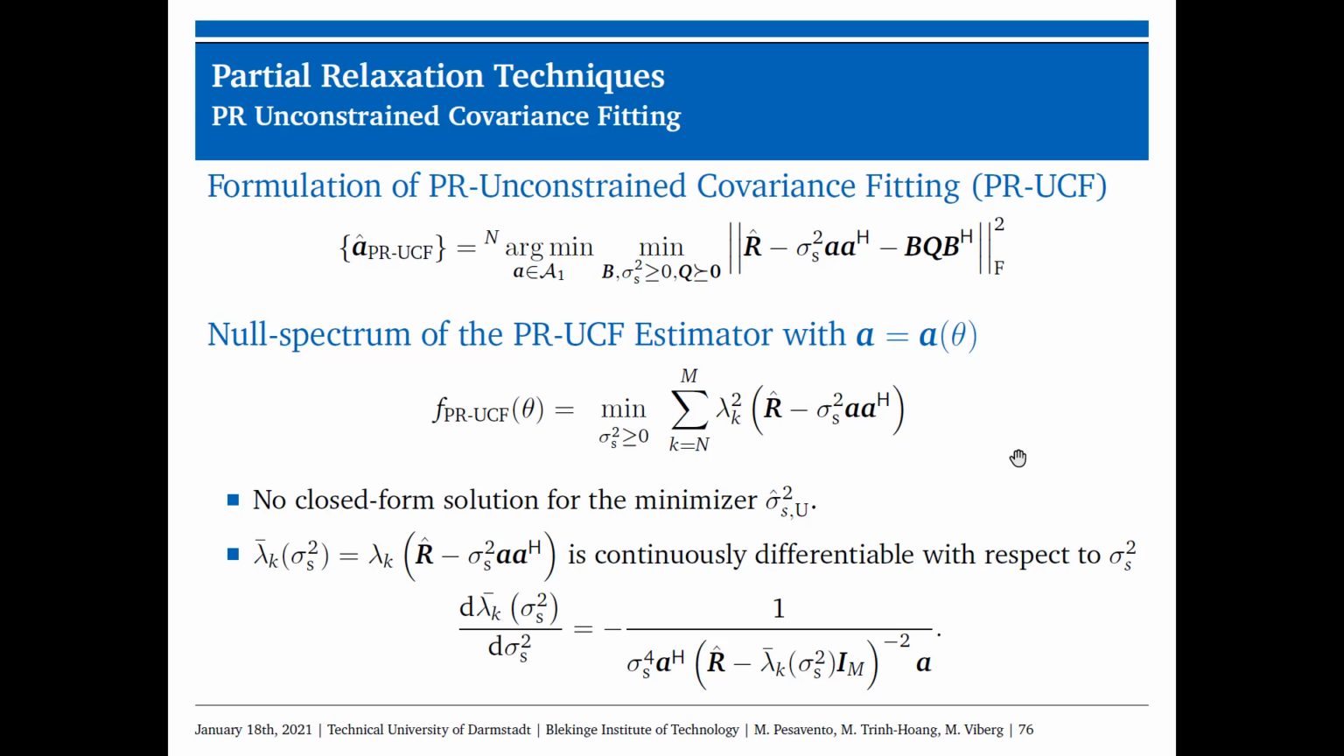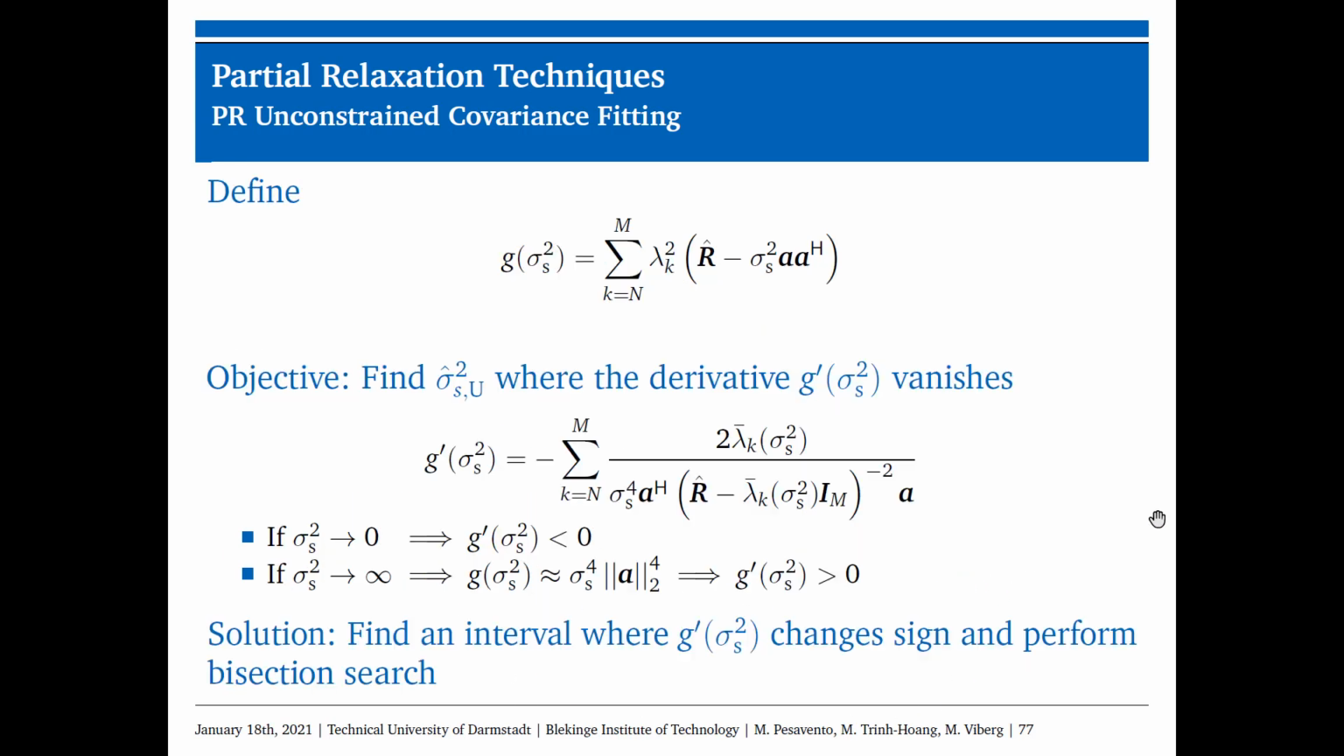One important result at this point is that the eigenvalue function, lambda k of R hat minus sigma s squared a times a Hermitian, is continuously differentiable with respect to sigma s squared. This implies that we can use the derivative to compute the local minimum of the cost function with respect to sigma s squared. The expression of the derivative is given here. Then we can either use the bisection method or Newton's method to find the local minimum.